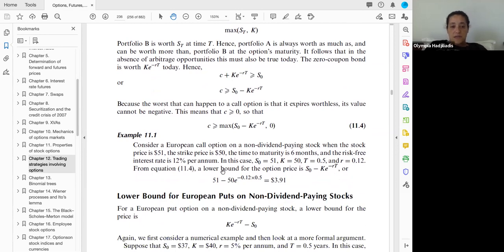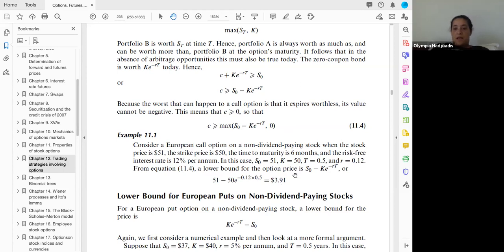So if we consider a European call option on a non-dividend paying stock, when the stock price is $51, the strike price is $50, the time to maturity is 6 months, and the risk-free rate is 12% per annum. In this case, we have S0 is equal to 51, K is equal to 50, T is equal to 0.5, R is equal to 0.12. And so we can easily apply equation 11.4, and then we can find that the lower bound for the option price is S0 minus K e to the minus RT, which is $3.91. The maximum of $3.91 and zero is $3.91.